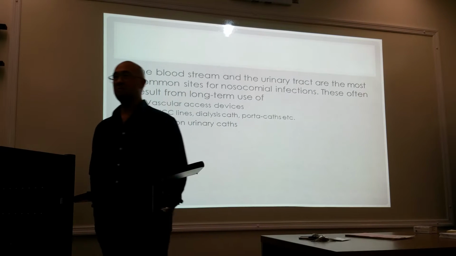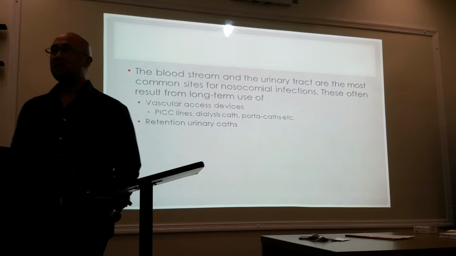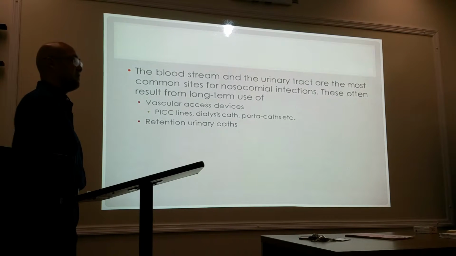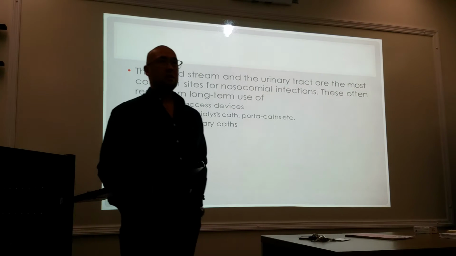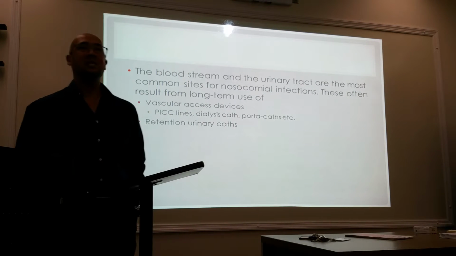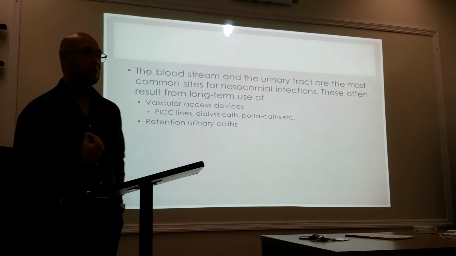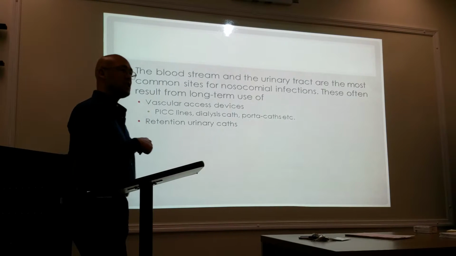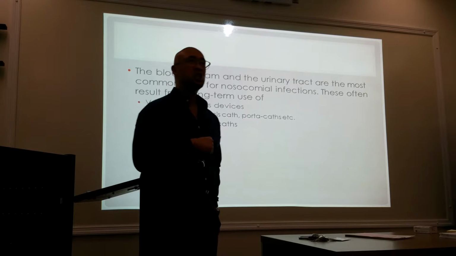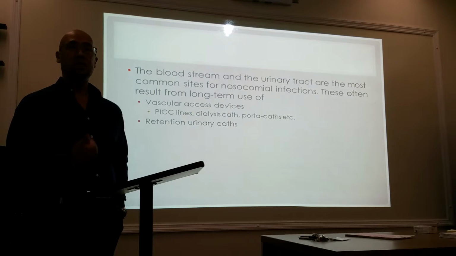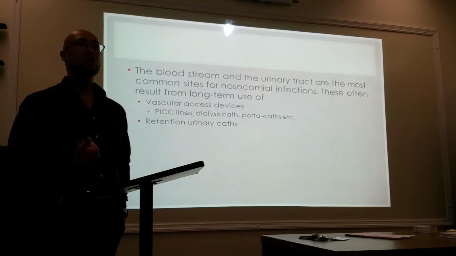I repeat, the bloodstream and the urinary tract are the most common sites of nosocomial infections. Okay? Because it is systemic. It's not isolated in one area. When we're talking about the bloodstream, if you get an infection, that infection can travel to different parts of your body by way of the bloodstream. Same with the urinary tract.